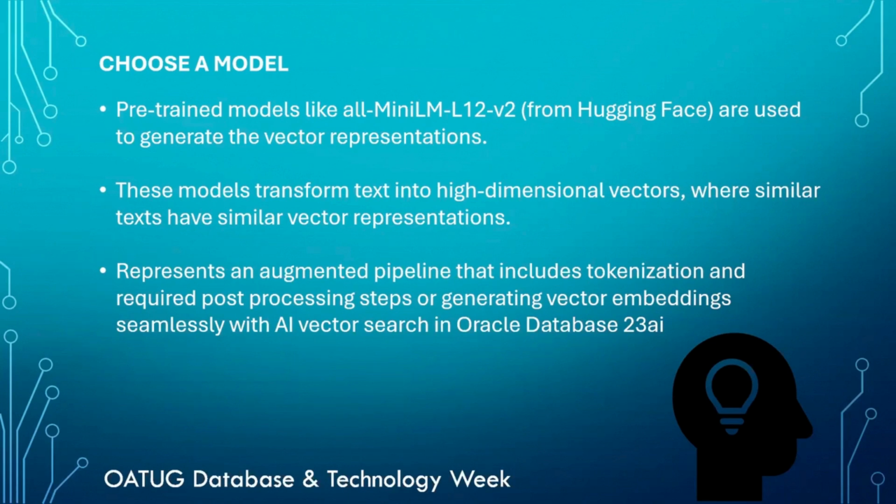So I just used a pre-trained model like MiniLM L12 V2, which is available from Hugging Face. That's what I used to generate the vector representation. These models transform the text into high dimensional vectors, where similar texts have similar vector representations. So that makes my demo easy for me. I can use this model, load it into the database, and show you the results.